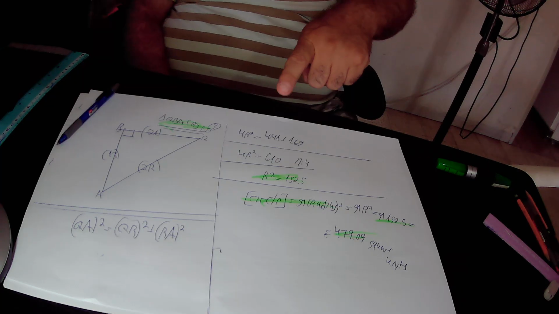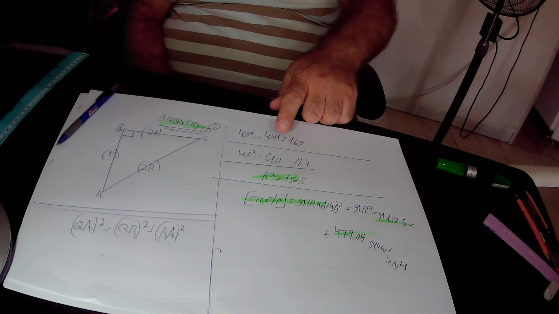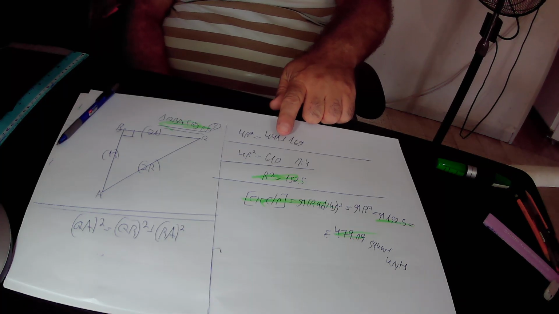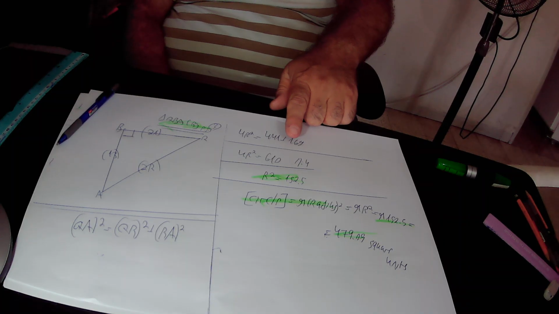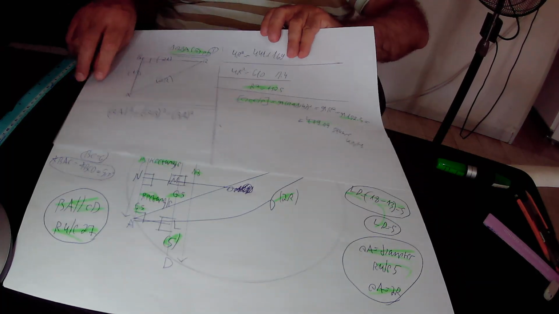So we found that 4r squared equals 610. Here we divided this equation by 4 and found that r squared equals 610 over 4, which is 152.5. So in total, r squared equals 152.5. Our task is to find the area of this circle.